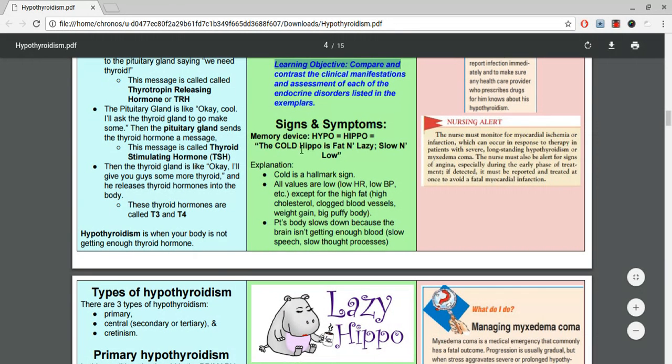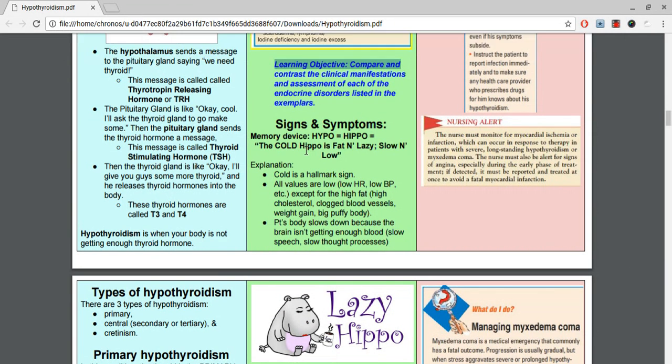And here's a memory device to help you think of all these signs and symptoms and attach them to hypothyroidism. Hypo reminds me of hippo, and so I came up with this mnemonic: the cold hippo is fat and lazy, slow and low. Here's the explanation of the mnemonic. Cold is the hallmark sign of hypothyroidism. All values are going to be low with a person with hypothyroidism. The person's going to have a low heart rate, a low blood pressure, etc. I'm going to go more in depth about that later on.